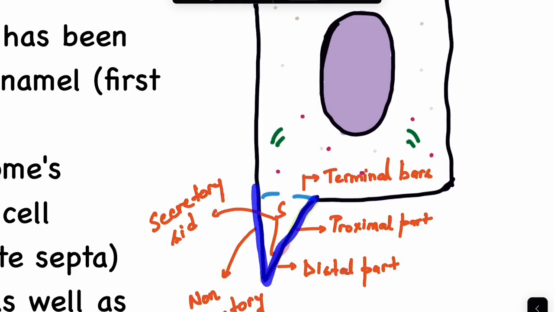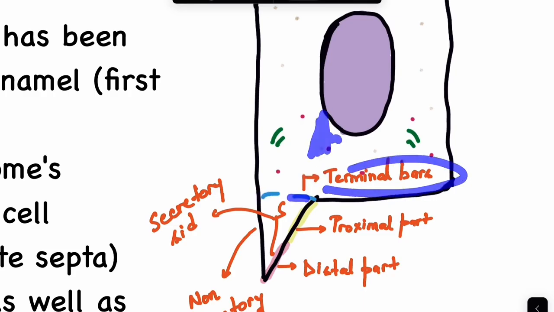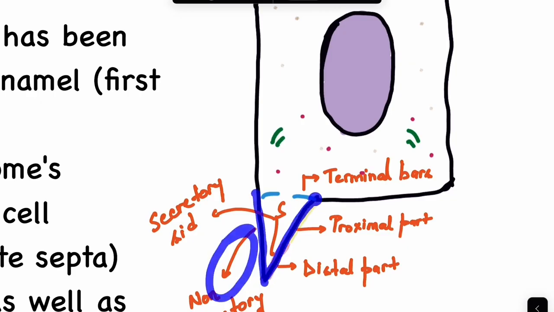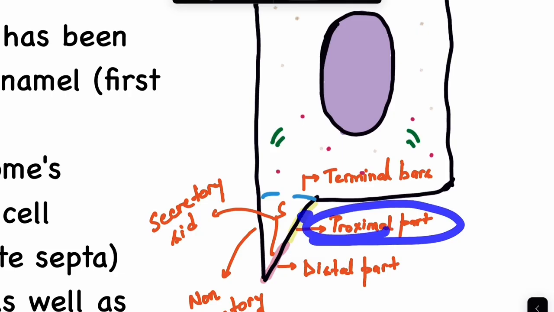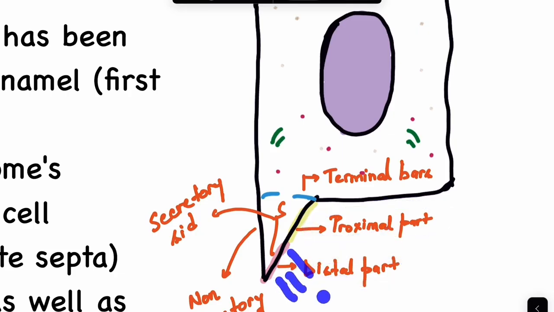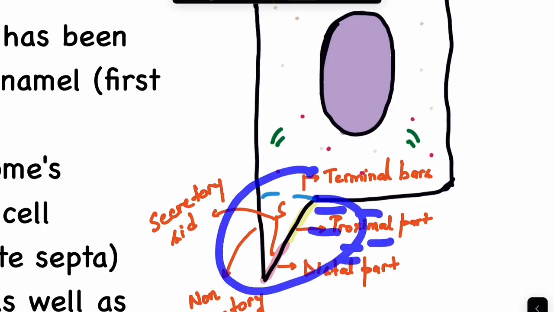This is the Toombs process. It has these terminal bars. Okay, these are basically incomplete septa. They just divide the Toombs process from the ameloblast. Then it has this non-secretory side, and then this is the secretory side, right? The secretory side also has two divisions. So first is the proximal part, and then this is the distal part. The distal part will produce the enamel rods, and the proximal part will produce the interrods. Okay, so this is the structure of the Toombs process.